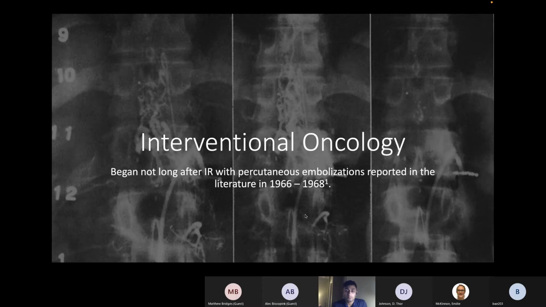And it wasn't as fancy as it is now with our drug-eluting beads and yttrium 90 and all that kind of stuff. At the time, they were actually using very small ball bearings, or they were using macerated pig meat that they would grind up in the blender in the IR suite and then inject into the spinal tumors to decrease bleeding. And so if we were doing it way back then, why is it only in the last 10 years or so that you're actually hearing about this?